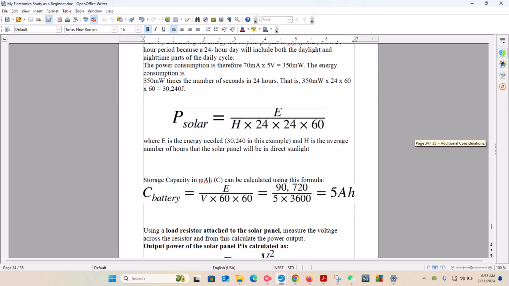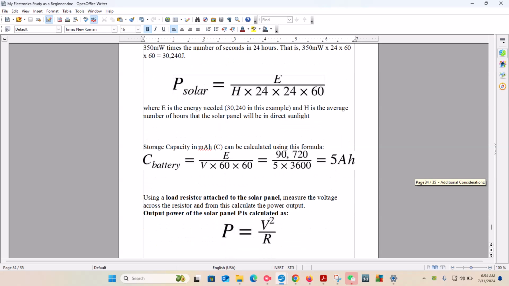Okay. Now, in terms of storage capacity, we measure in milliamp hours, denoted by capital C, which can be calculated through this formula: capital C battery equals capital E divided by capital V times 60 times 60, 60 seconds in a minute, 60 minutes in an hour, equals 90,720 divided by 5 times 3600, which gives you 5 amp hours.